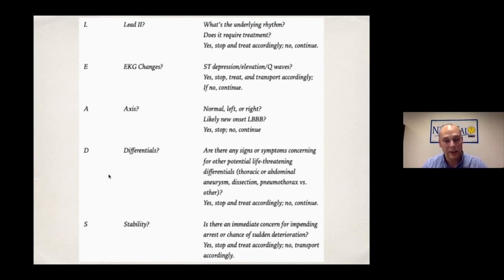If not, you're going to continue on to E, which is EKG changes, which is what we just went through, in that pattern of looking in the left upper corner and going down through that same process, looking for any ST elevation or any ST depression. If you don't see anything at all, you can continue to A, which is look at the axis. Remember L and R. Is it left, right, or normal?